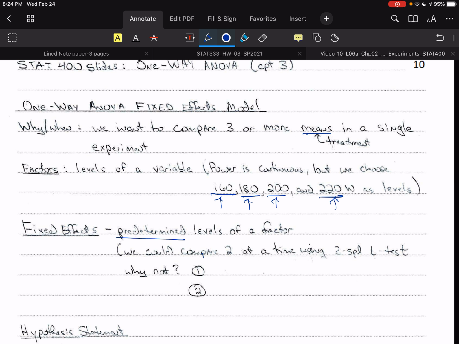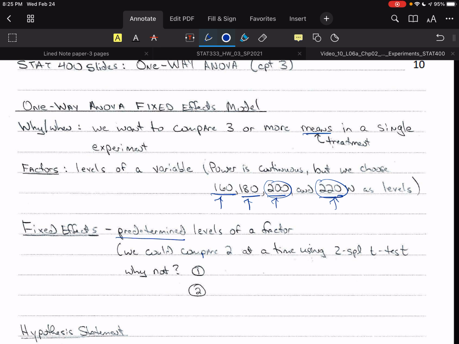Okay. Now we could compare 2 of these at a time. Instead of using ANOVA, we could say, I'm going to use a 2-sample t-test. I'm going to compare these 2. Then I'm going to compare the first and the third. Then the first and the fourth. Then the second and the third. Then the second and the fourth. And finally, the third and the fourth. That's a lot of 2-sample t-tests. So why would we not want to do this?